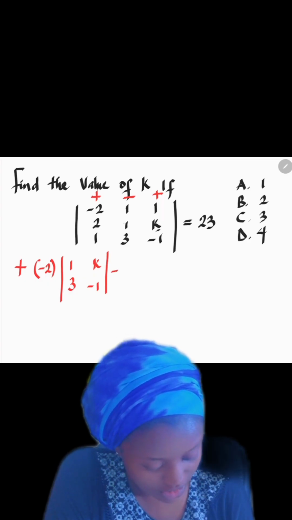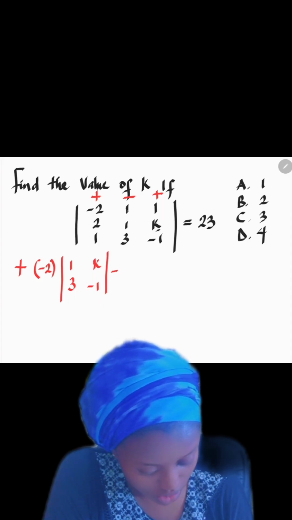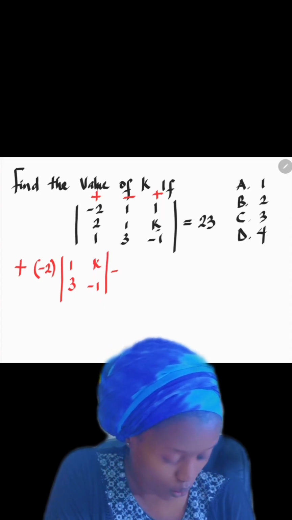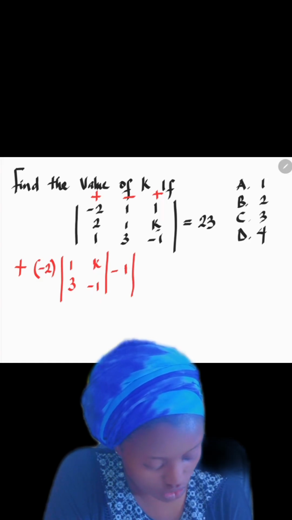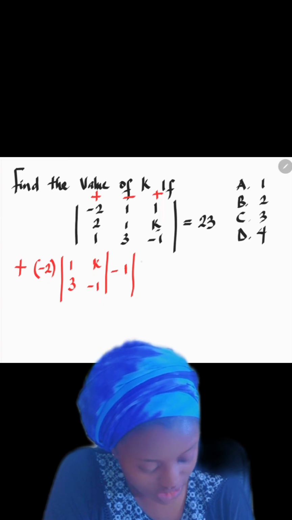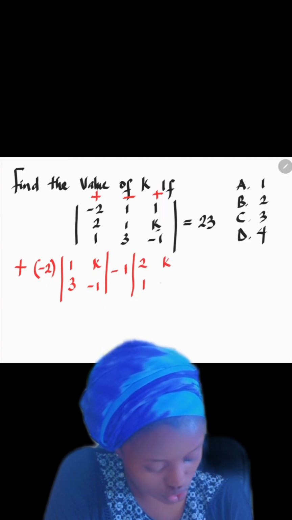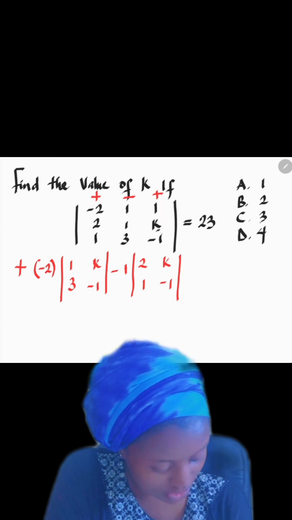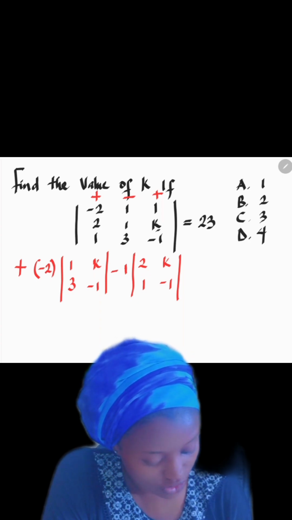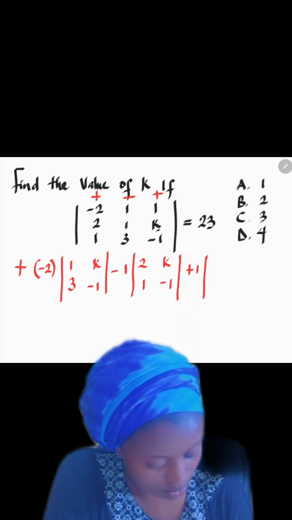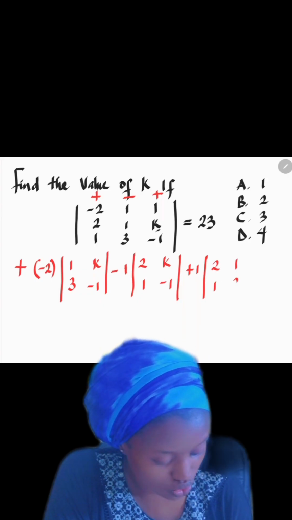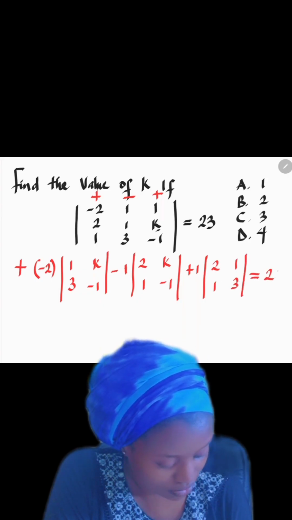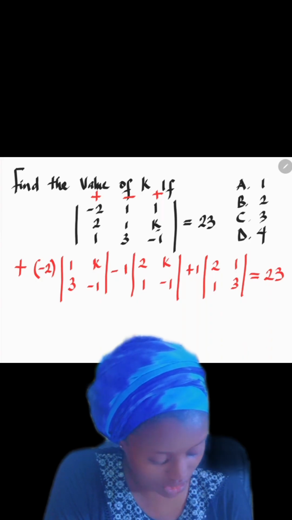The next sign will be a negative value. Then we pick the next number on the same row, that is row 1, now column 2. That's going to be negative 1. So if you cover all the values you have on that row and the column, we'll be having 2, 1, k and minus 1. Then the last value on the row, which is 1, here we have a plus 1. If you cover all the values we have on the first row and the third column, what we'll be left with is 2, 1, 1 and 3. So this is equal to 23.